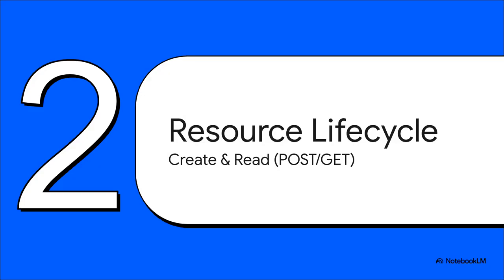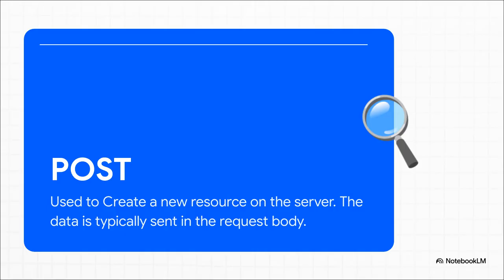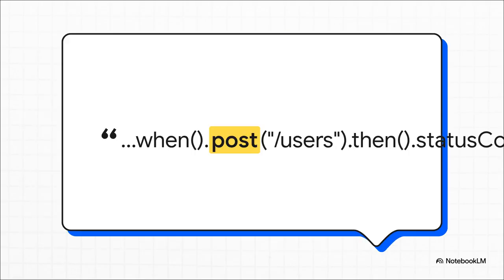Let's see how this actually works by following the lifecycle of a single piece of data. We'll start with the two most common operations, creating it and then double-checking that it's really there. First up, we have POST. Think of a POST request as the birth of your data. Its one job in life is to create something totally new on the server. All the info for that new thing, a user's name, email, whatever, gets bundled up and sent in what we call the request body.